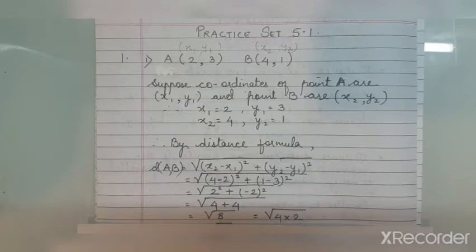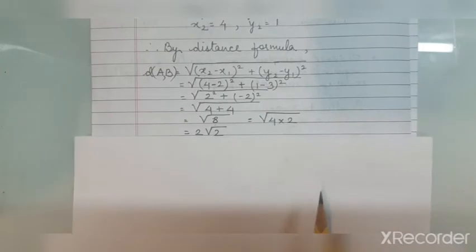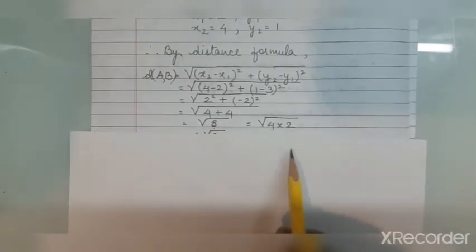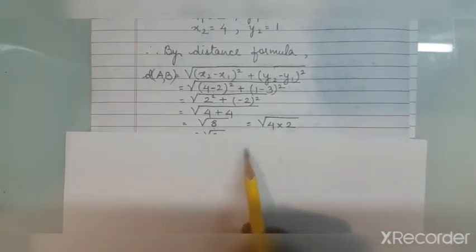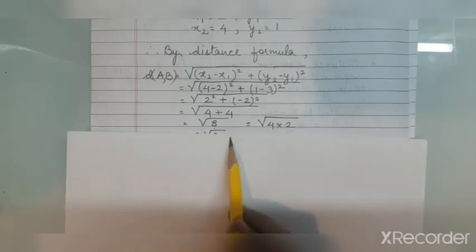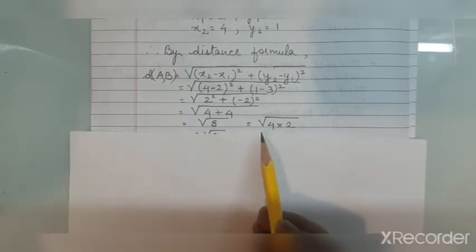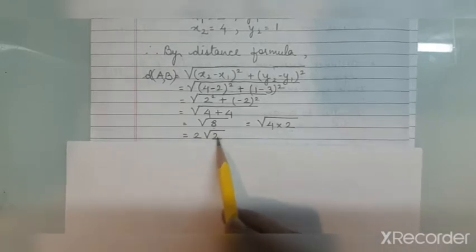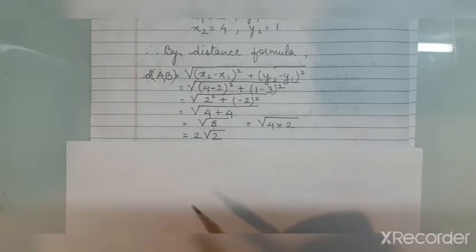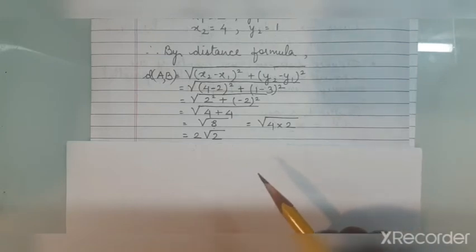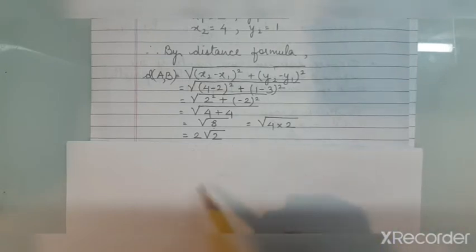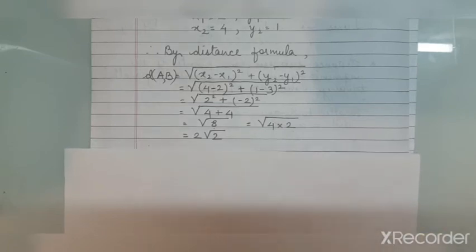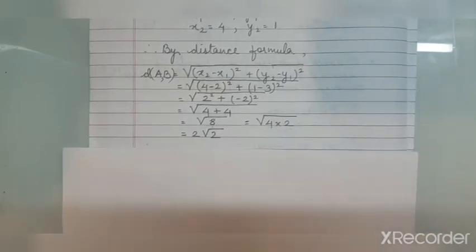4 is a square of 2. So here you can see how 8 has been split as 4 into 2. And then 4 comes out as 2 because square root of 4 is 2. So here this 4 comes out as 2 and root 2 remains the same. So 2 root 2 is the distance AB. Do not write centimeter, meter. If you want, you can just mention units. I hope it is clear.